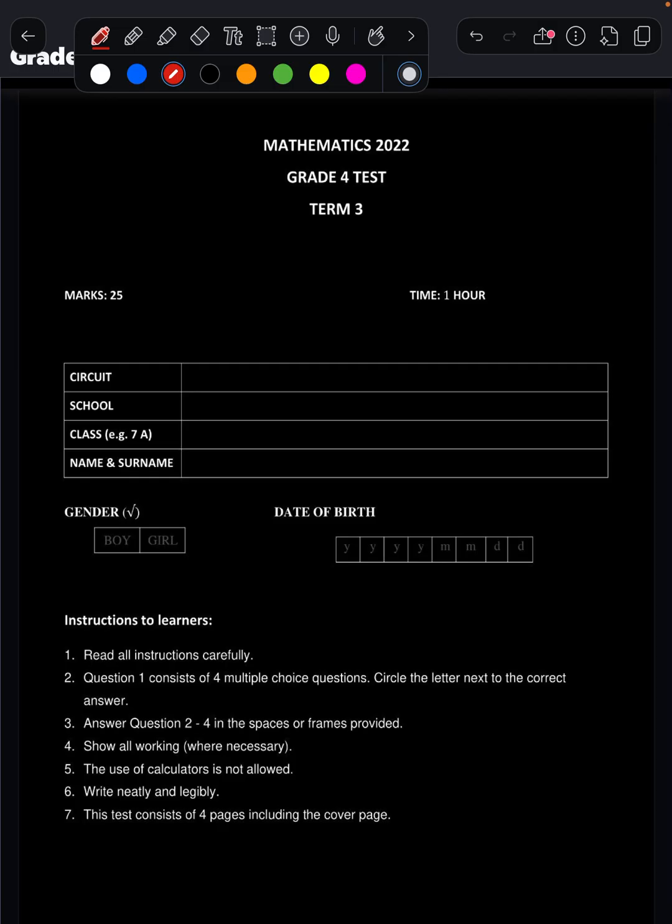This is the kind of maths test you can expect in term 3. It is a past paper, but it's a really good reflection of what you might get, and I hope it helps you to revise.